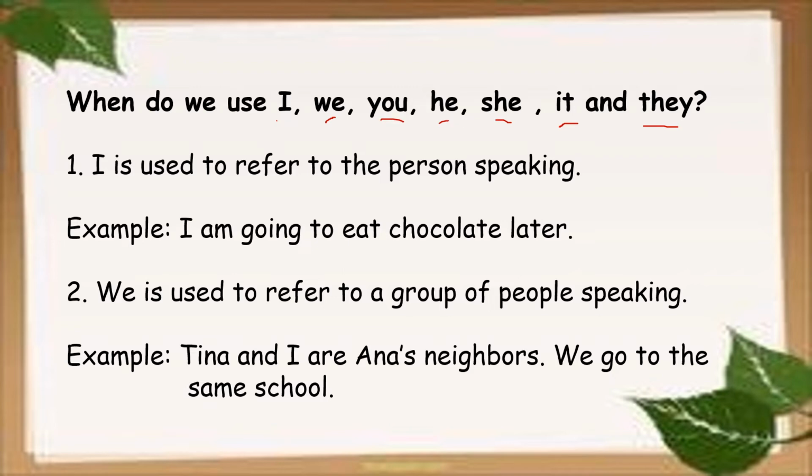So let's have here an example. I am going to eat chocolate later. So instead of saying my name, like Sherilyn is going to eat chocolate later, because Sherilyn and I are the same, of course I need to use I to refer that I am the one doing the action or will do the action. Okay, now let's have number 2.